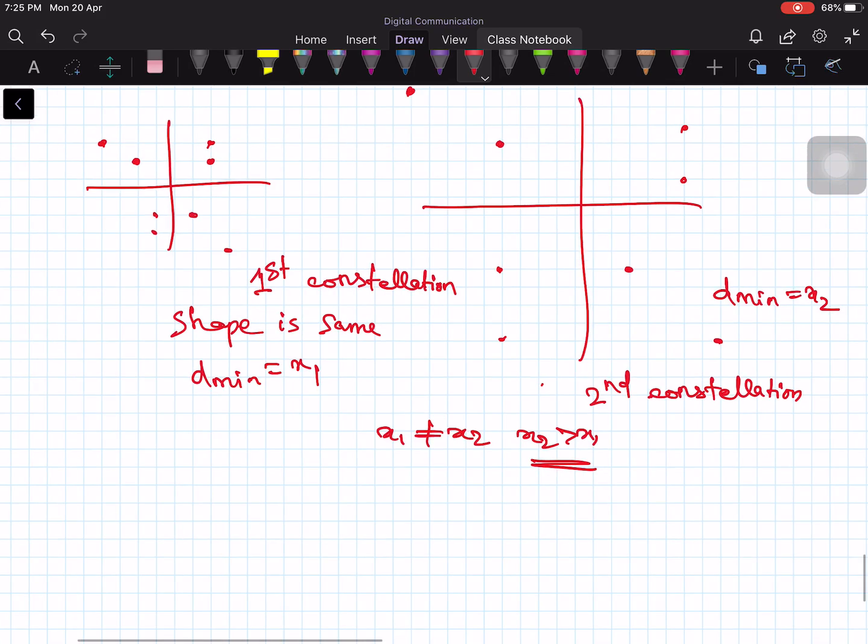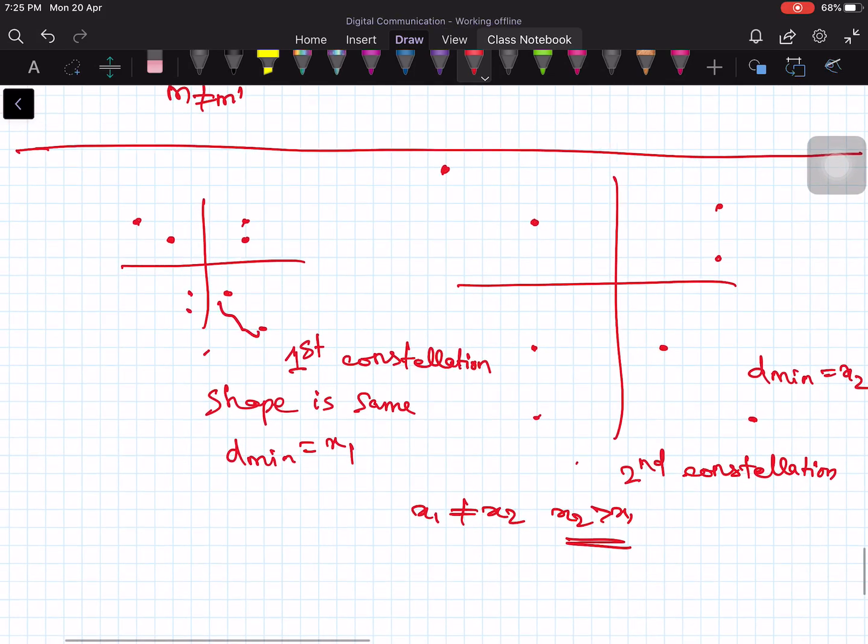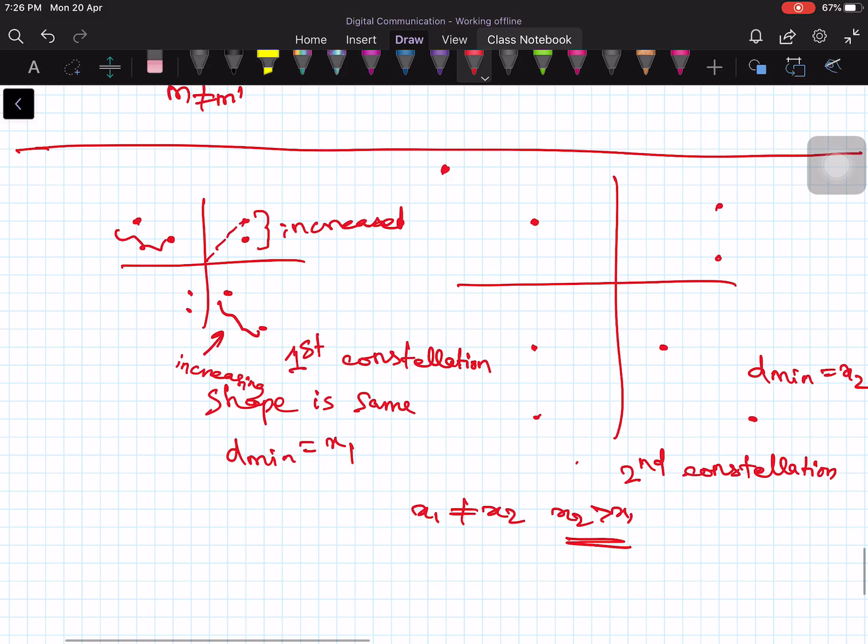I am just simply increasing this distance, and this distance also increased, and this distance also I am increasing, but that will not help me in any way. So one constellation, that means what? If I increase the distance, essentially you are increasing the resultant vector magnitude, right? This is the distance from the origin and this is the distance from the origin, but here the distance is more. If distance is more, means more voltage.